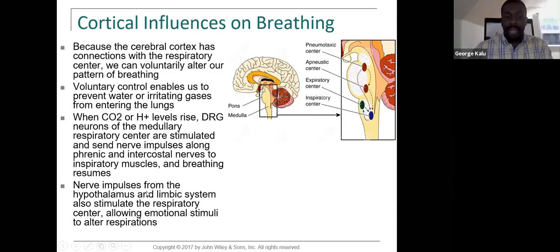And then there are also some extra nerve impulses that come from the hypothalamus and the limbic system that can also regulate your emotional responses to breathing as well.